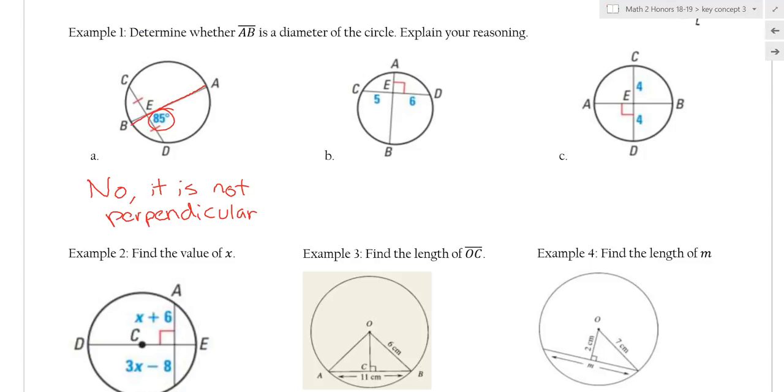B, right here is AB. I'm also going to say no. Why? CE is not congruent to CD. Okay, so again, in order for it to be a diameter, those two things are congruent.